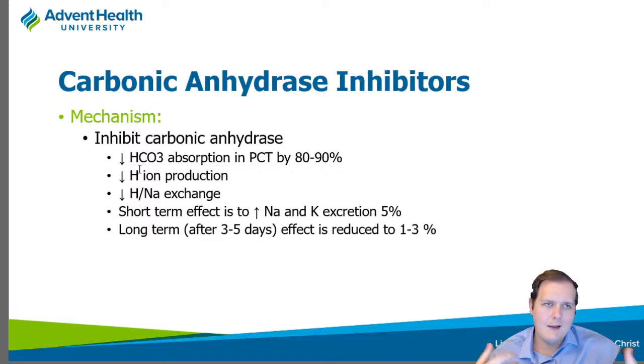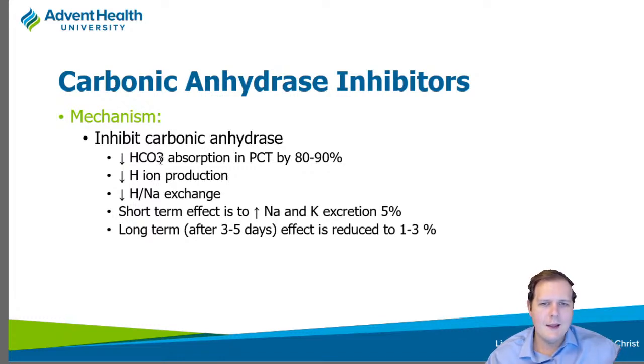Because if you think about it, if I decrease fluid reabsorption in the proximal convoluted tubule, well, I still have to go through the loop, which I know can absorb a lot of water. I still have to go through the distal and the collecting duct, which can also reabsorb water. So overall, they really have minimal effects here, especially in the long-term effects. But we have some other uses for them, as we'll see here in just a little bit.